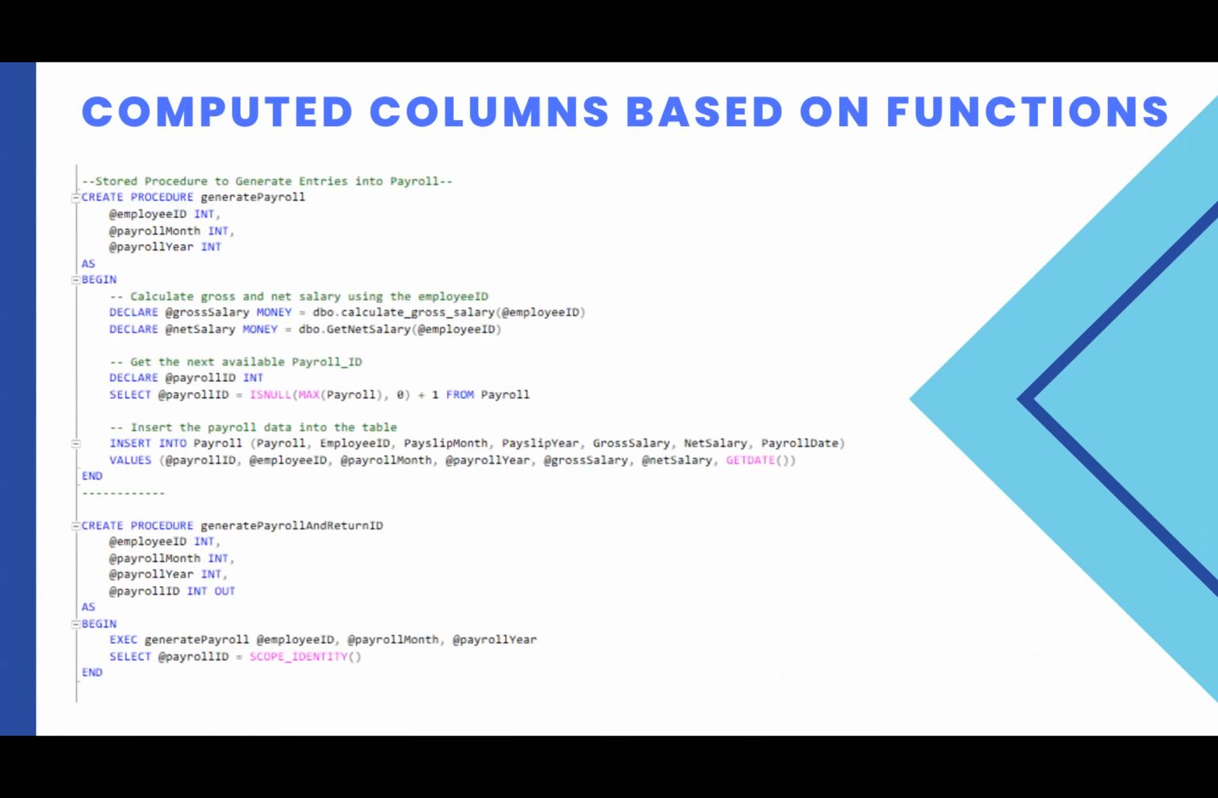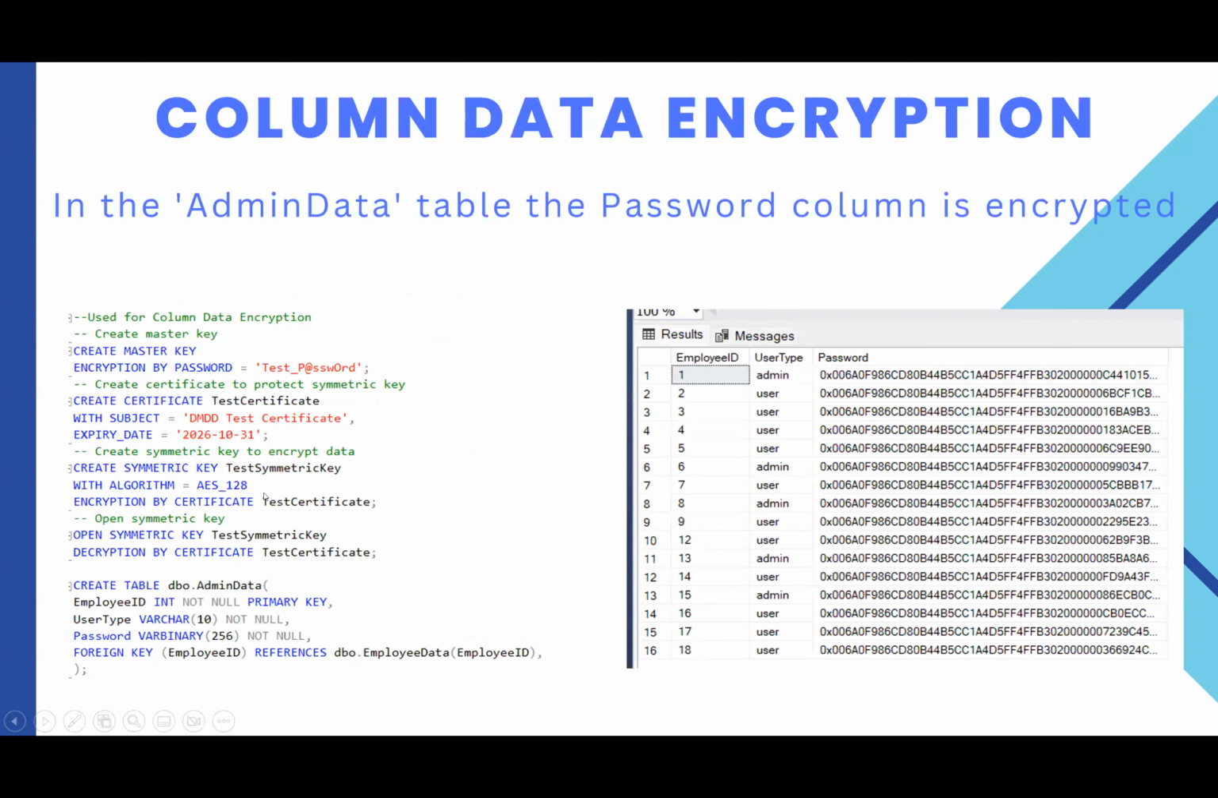And then finally, our entire purpose of this particular database system is to generate a payroll. So in order to generate a payroll, we've created this stored procedure, which takes in the employee ID, the month and the year, and then it fetches data from all the different tables. It uses various functions to get the net salary and gross salary, and it creates a payroll data, and it then inserts this payroll data in the payroll table. Over to you, Abhishek.